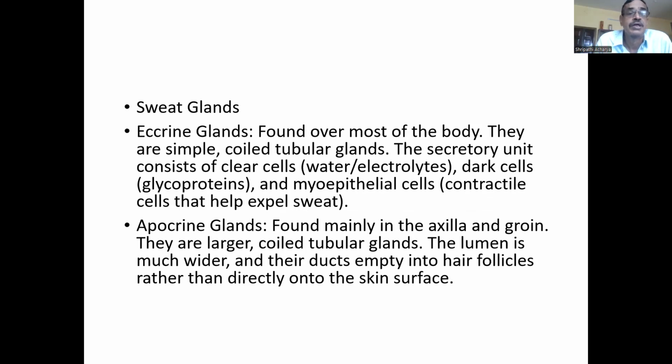Sweat glands, eccrine glands, found over most of the body. They are simple coiled tubular glands. The secretory unit consists of clear cells, water or electrolytes, dark cells, glycoproteins, and myoepithelial cells, contractile cells that help expel sweat. Apocrine glands, found mainly in the axilla and groin.